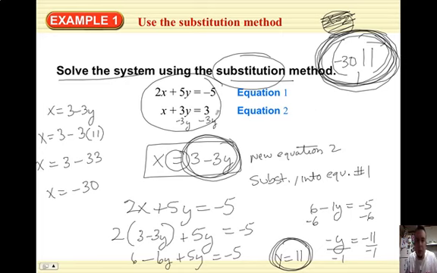That's how you use substitution. Number one, you get one of the variables by itself. That was the easiest. And then you plug it in and you find your answer: negative 30, 11.